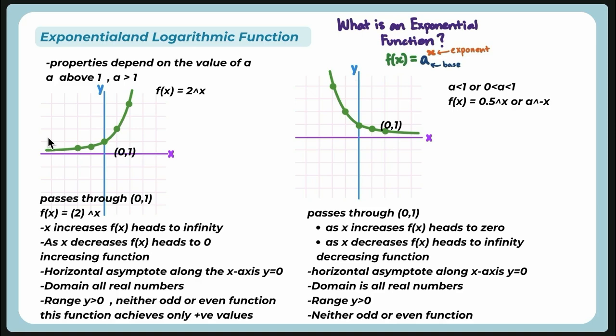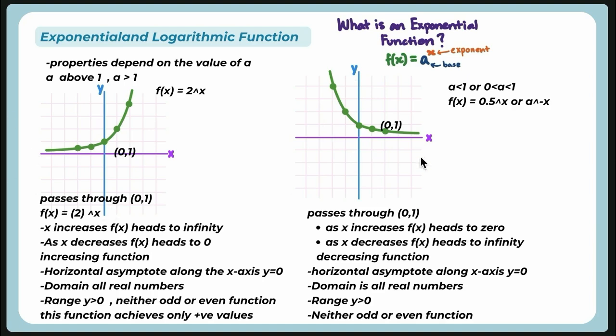It has a horizontal asymptote along the x-axis, which is right here, so y = 0. The domain is all real numbers. The range is y greater than 0. It is neither odd nor even. This function achieves only positive values.